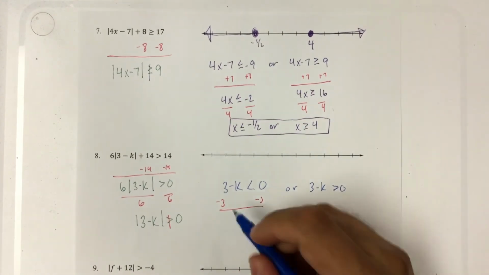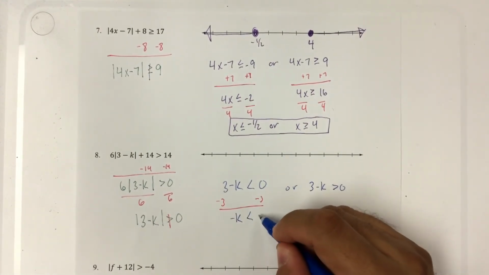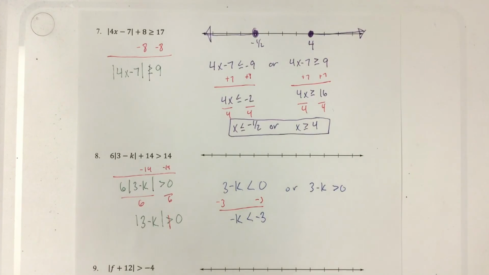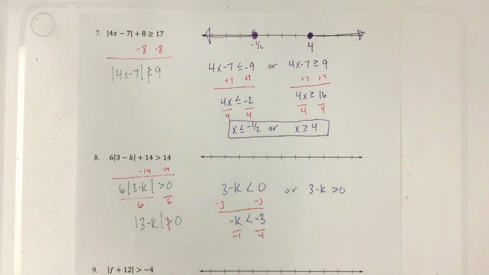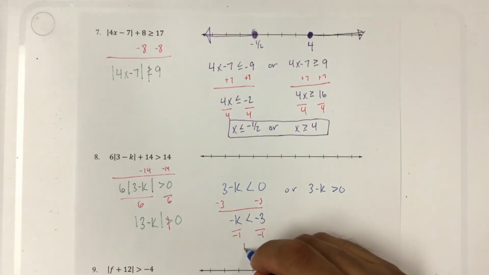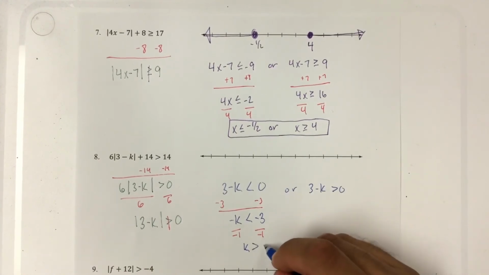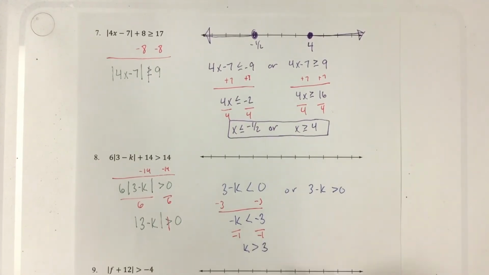Now this is where it's going to change a little bit. My question to you is, is the k isolated? It's not. It has a negative. So what do I need to do? If you recall from previously, when you divide by a negative number, what are you supposed to do? Flip the symbol, right? So now it says k is greater than 3. Questions on that? Whenever you divide or multiply by a negative number, the inequality sign flips.